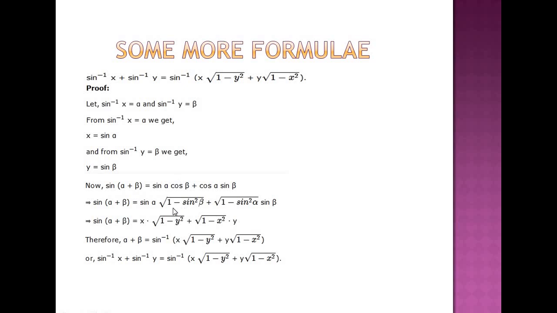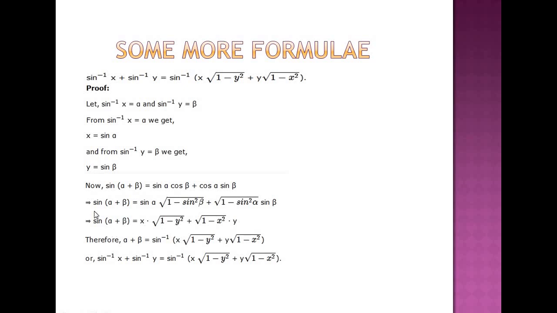Can you see that sine alpha is being changed to x, under root 1 minus sine square beta? As sine beta is y, sine square beta will be y square, plus under root 1 minus sine square alpha. You are saying that sine alpha is your x, so sine square alpha will be x square. And what is your sine beta? Sine beta is nothing but your y, so I am replacing sine beta by y.